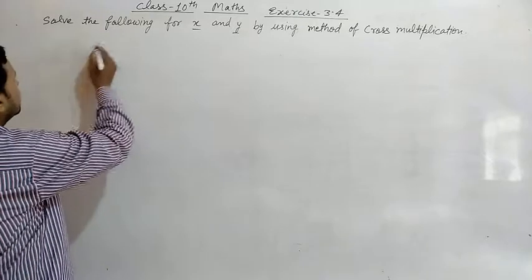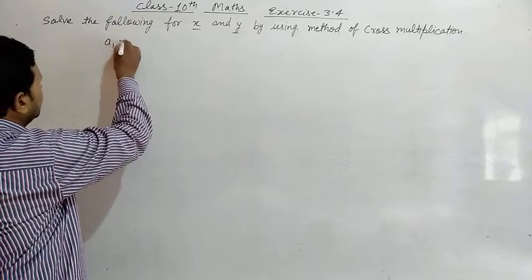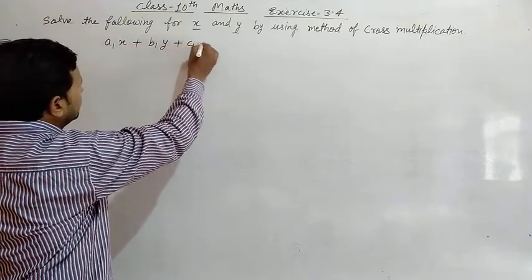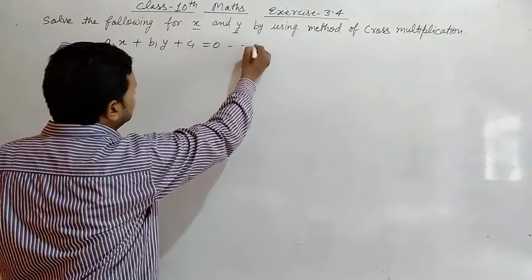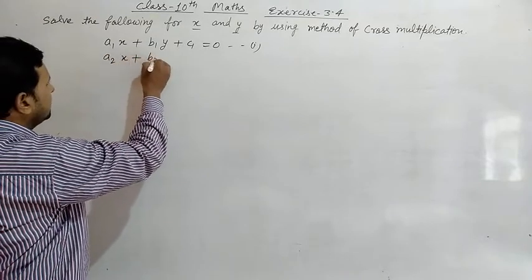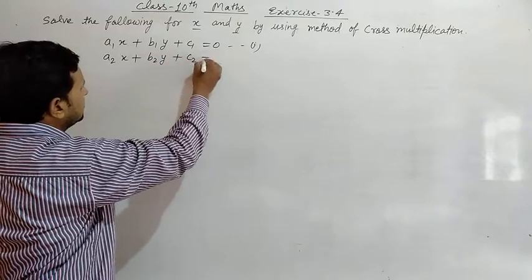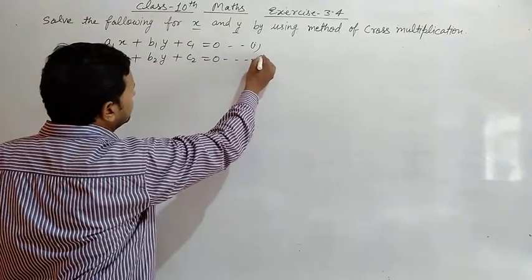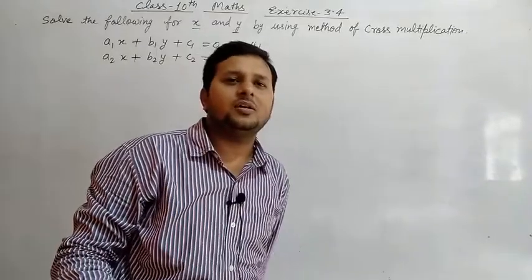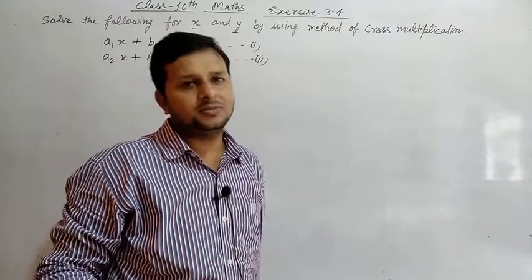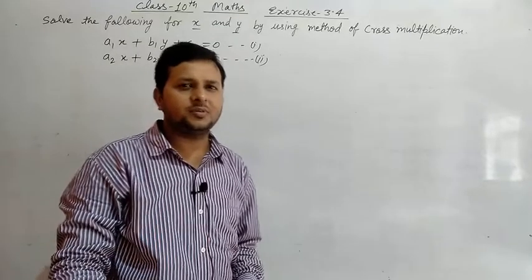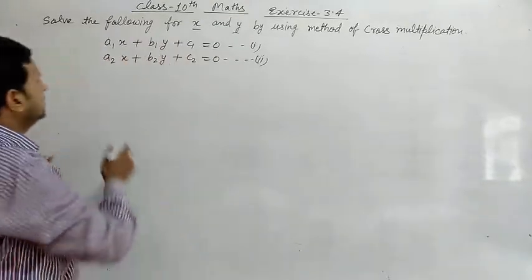So see here, first of all, suppose that a1x plus b1y plus c1 is equal to 0 is given here as equation 1, and the same way a2x plus b2y plus c2 is equal to 0 is given as equation 2. Okay, so how can we find the formula of the cross multiplication method? In your book it is given how to derive the formula, but I am writing the formula directly here.